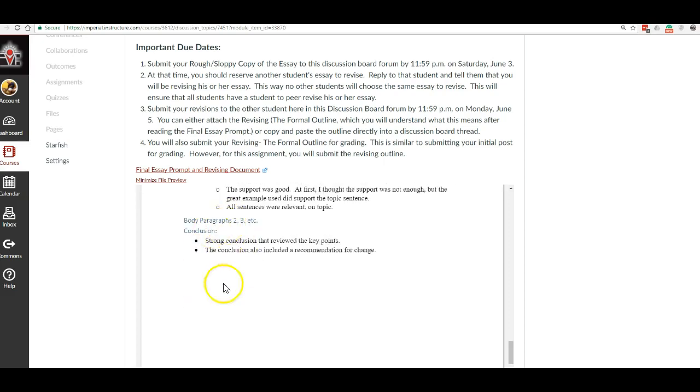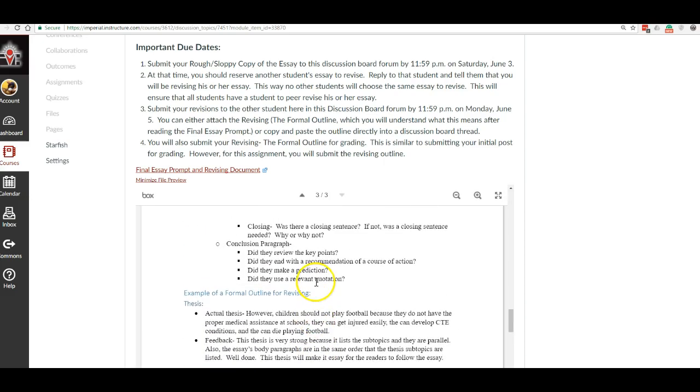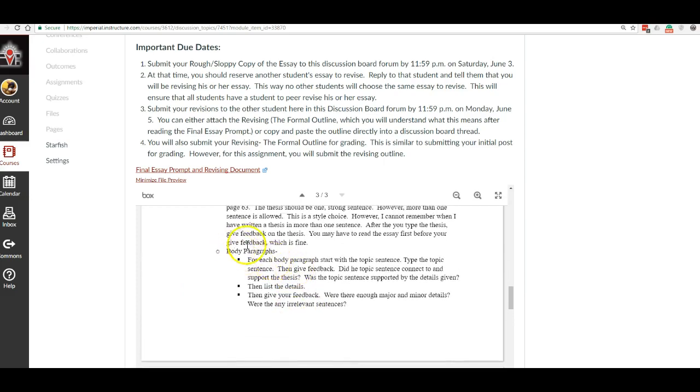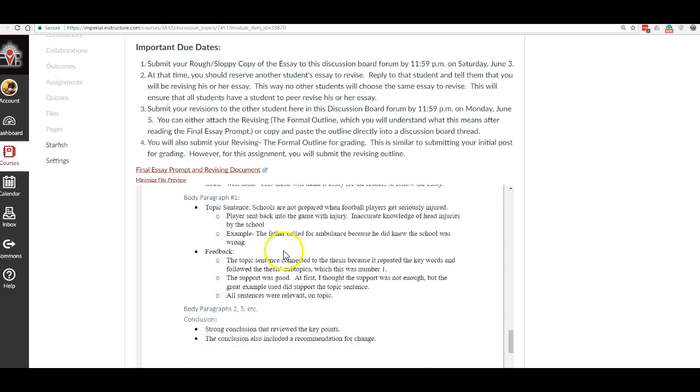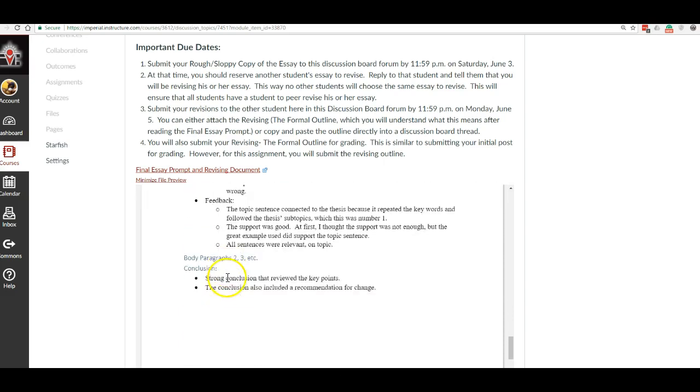And then the conclusion, we know there are 4 or 5 different ways we can write a conclusion. Gabriella used a strong conclusion that reviewed the key points, and she also used a conclusion with a recommendation for change. And again, all of this here, body paragraphs, conclusion paragraphs, I give you ideas what should be there, and this is what your setup should look like.